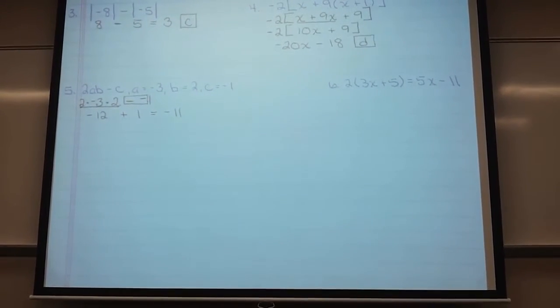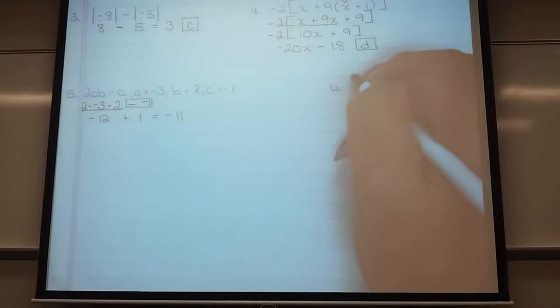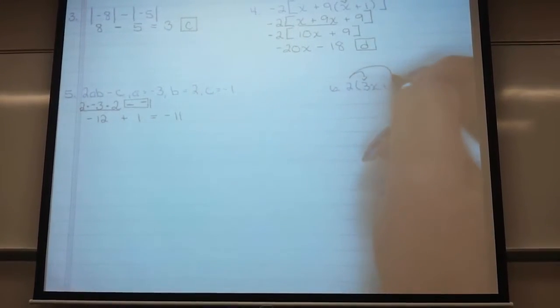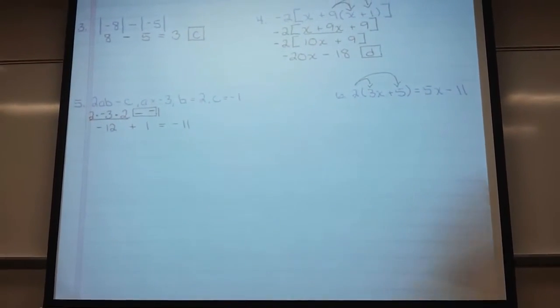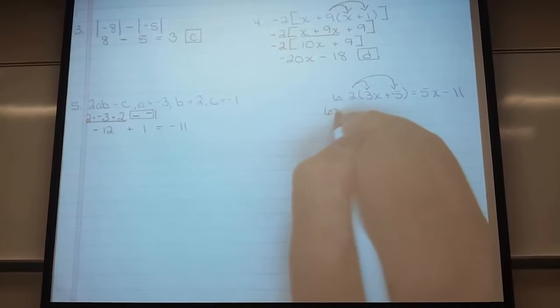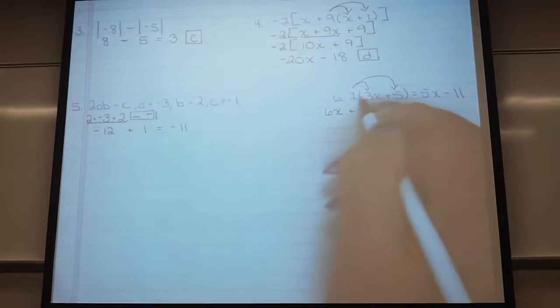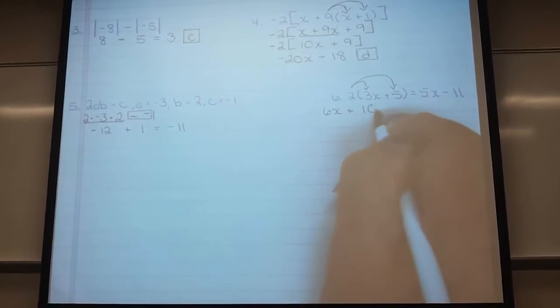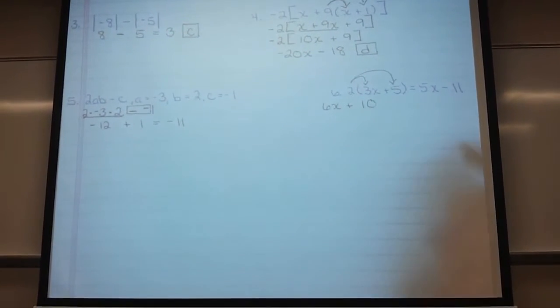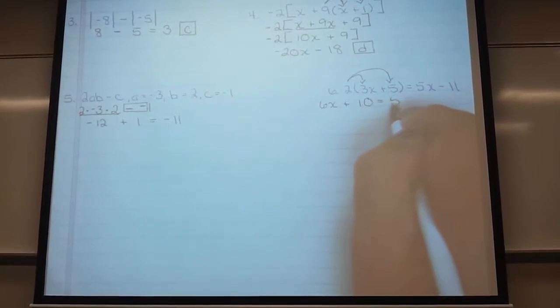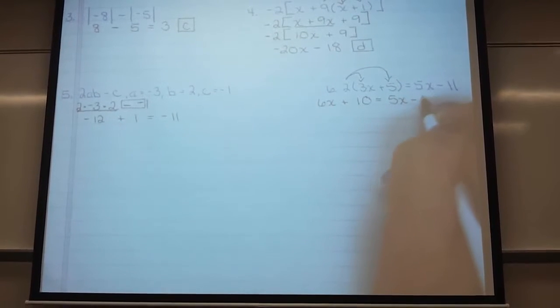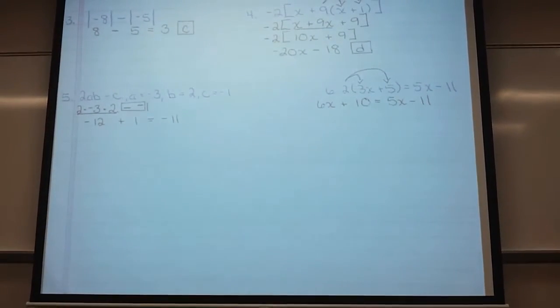And then number 6. I must distribute. So I've got 2 times 3x is 6x, plus 2 times 5 is 10. So that's just distributing. And I'm just going to leave the other side alone. All I did was distribute.